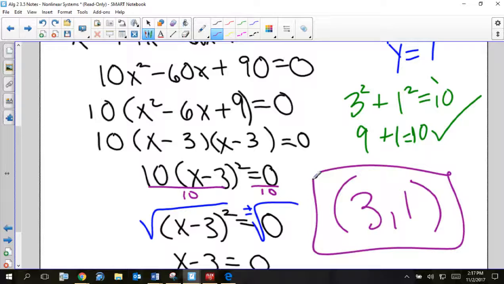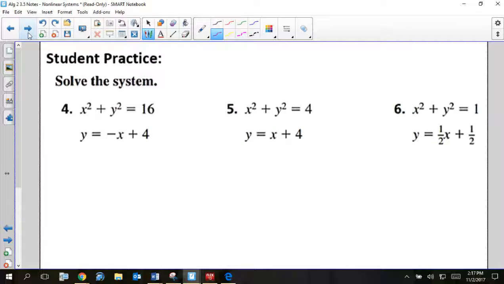See, there's 2 equations, 2 examples down there. Everybody do number 4. Sorry, I didn't give you a choice that time. Everybody do number 4.